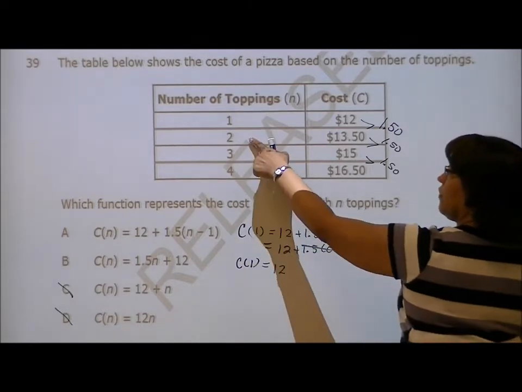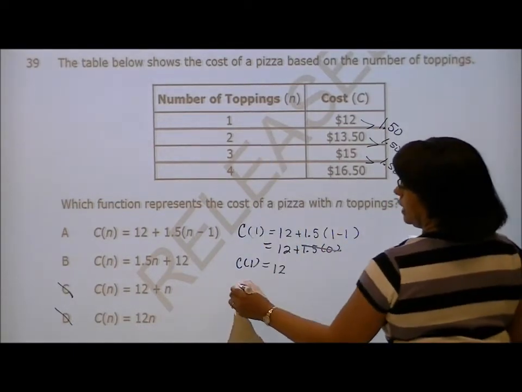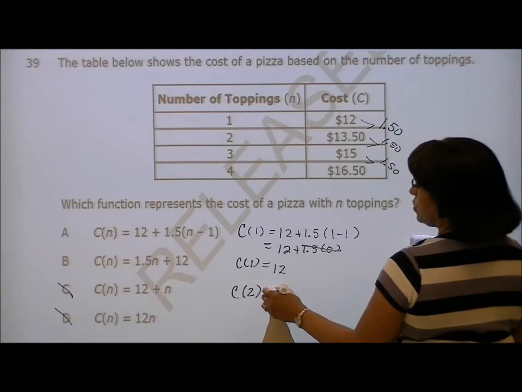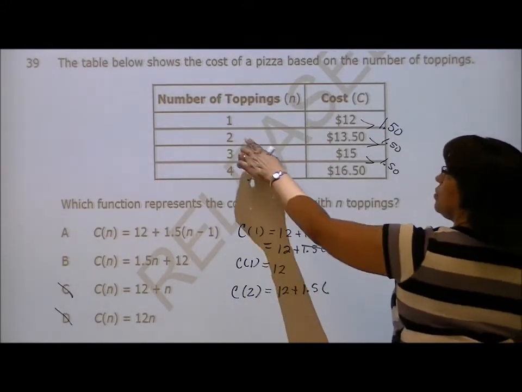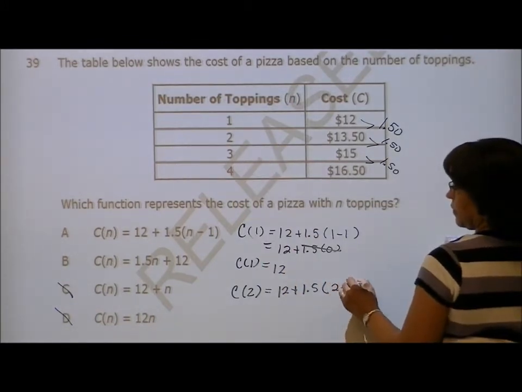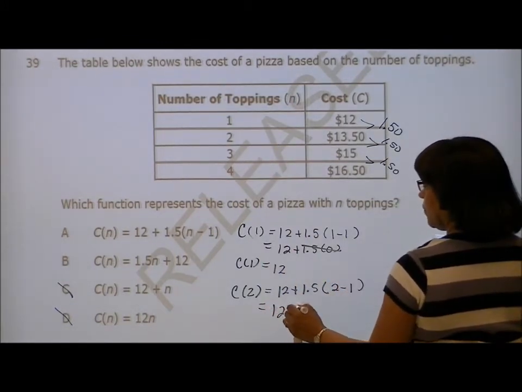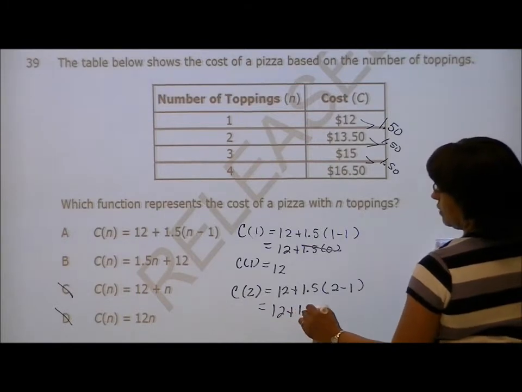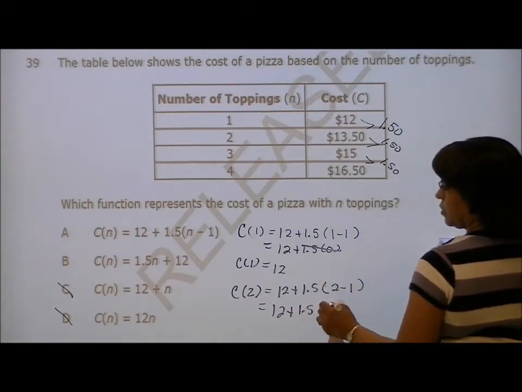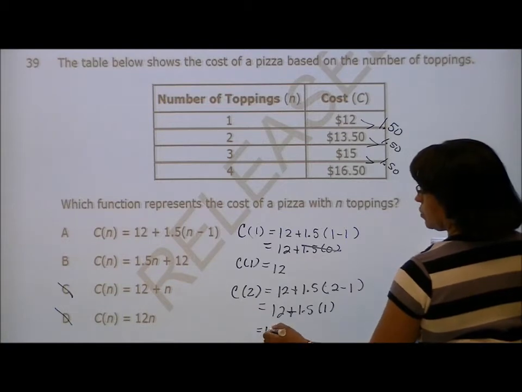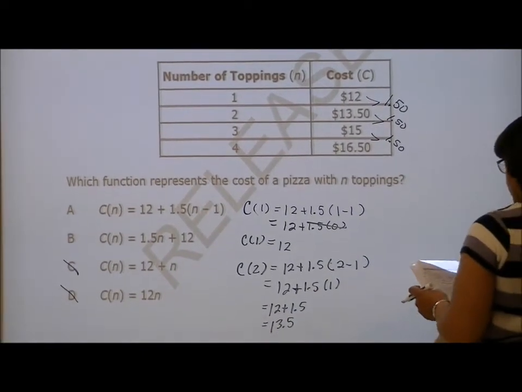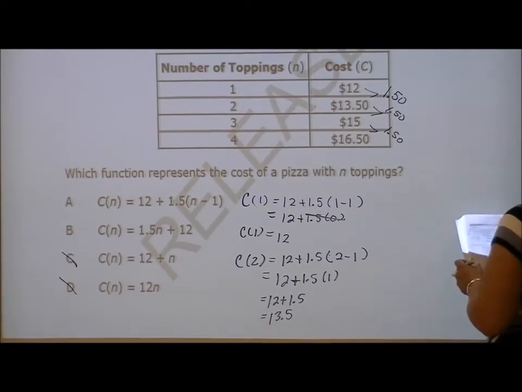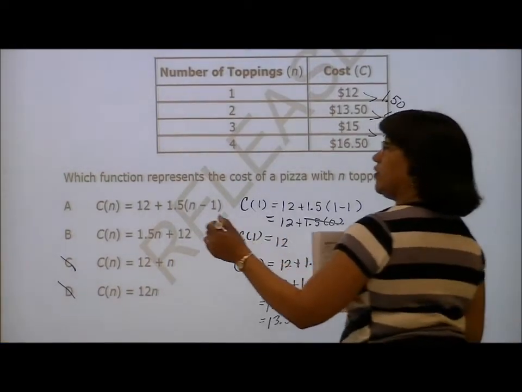So let's try the value of 2 in A. So let's say C of 2 is equal to 12 plus 1.5 times 2 minus 1. So it's 12 plus 1.5, and 2 minus 1 is just 1. So it's 12 plus 1.5. That's 13.5. So it looks like that might work. It looks like letter A might be our answer.